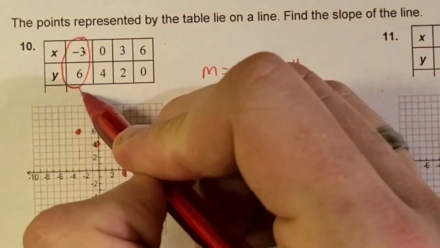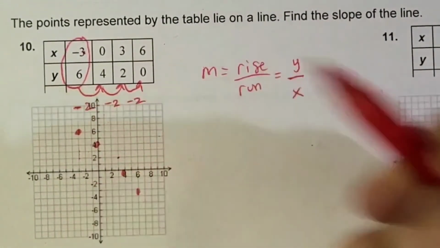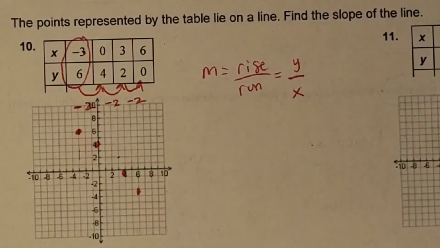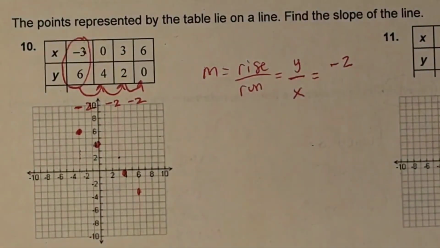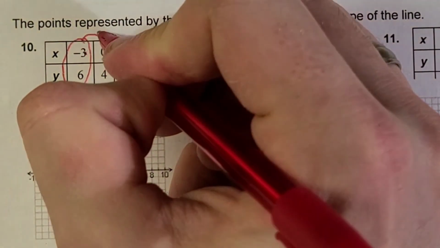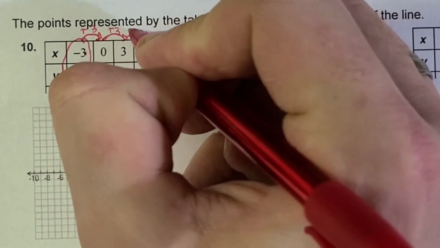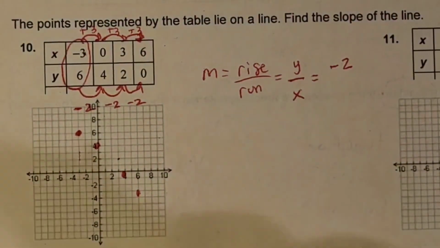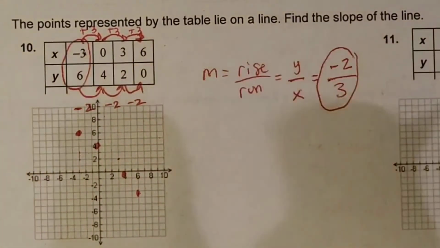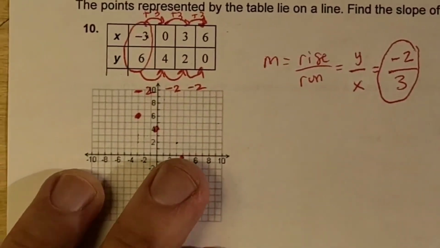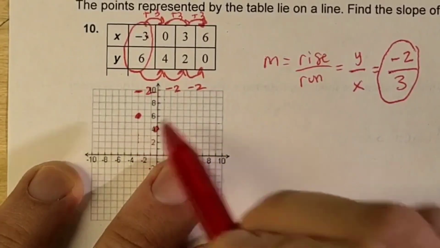So, well, let's look. If I'm looking at my y values, as I go from one point to the next, it looks like I'm going down 2. 6 minus 2 is 4, 4 minus 2 is 2, 2 minus 2 is 0. So my change in y is -2. Now let's look at my change in x. As I'm going from point to point, it looks like I'm going up 3, +3. Therefore, my slope is -2/3. And you can see the same thing in the 2 points that I graphed. If I go from my left point to my right point, I go down 2, and then I go right 3.